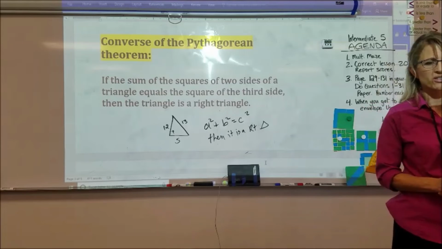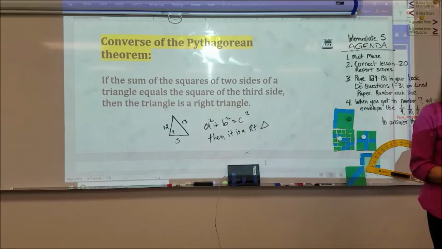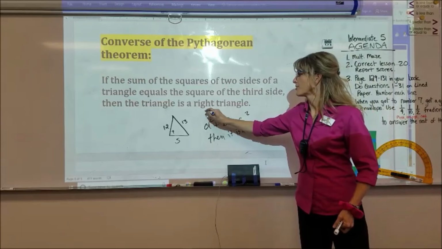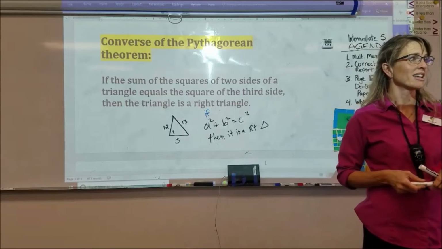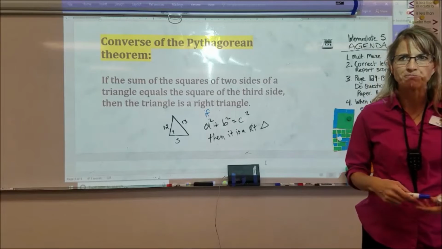This is the converse. And I should put the word if. If a squared plus b squared equals c squared, then it must be a right triangle.